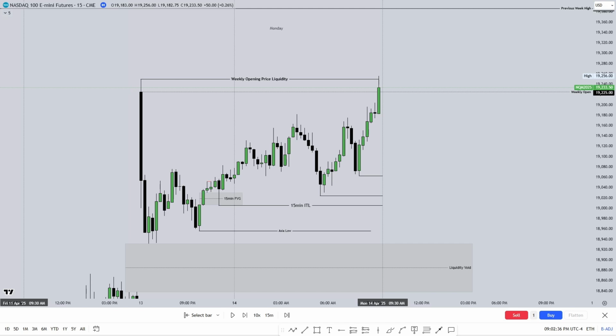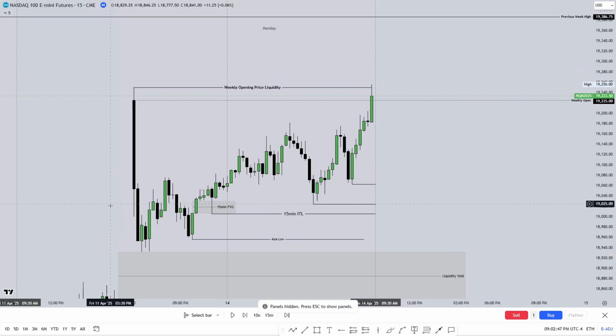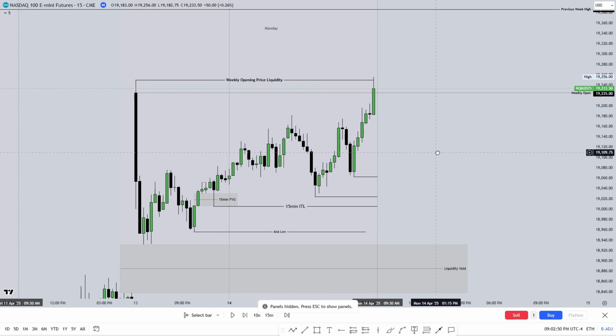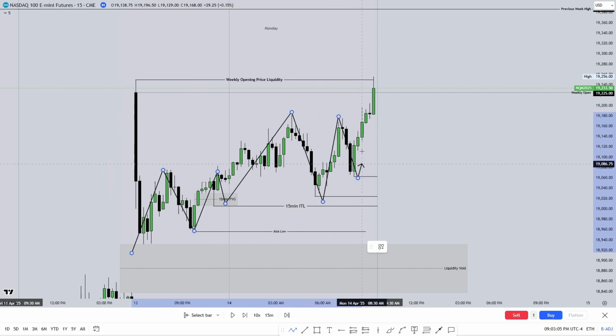Intermediate term lows and highs are really important as well, because if we think about market maker buy models and market maker sell models, what I was anticipating right here was a market maker sell model. So I want to see price go lower, obviously. Before price goes lower, it needs to go higher. As it goes higher, it generates all of this liquidity right here: internal highs, internal lows, intermediate term lows, and session liquidity. So we got all of those built up right there.